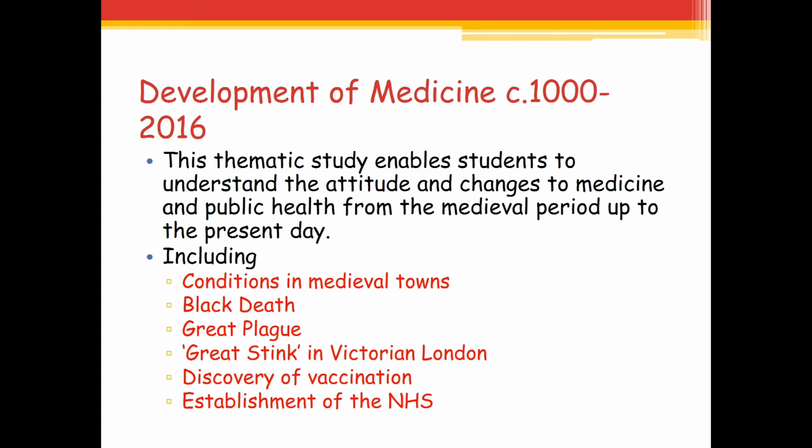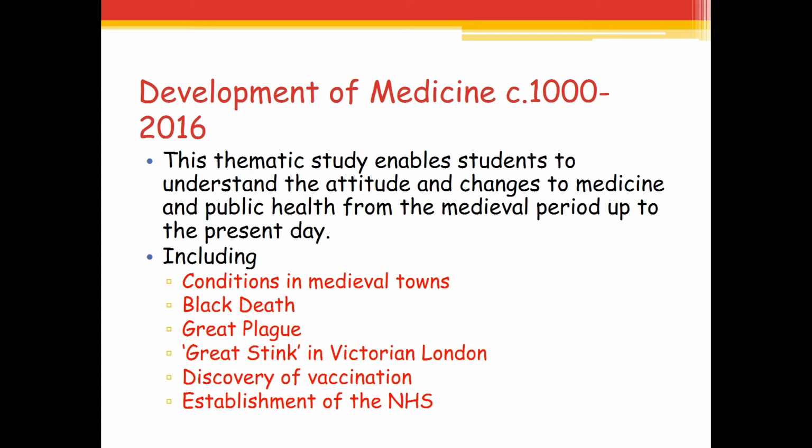So then in Year 11, we move on to looking at our thematic study, which is looking at the development of medicine. We're looking at public health, really. Some examples of things that we might study as part of this are conditions in medieval towns, the Black Death, the Great Plague of 1666, and the Great Stink in Victorian London, when it was so horrible and disgusting with the amount of sewage that was dumped into the Thames that rich people used to leave London in the summer because it was so smelly.